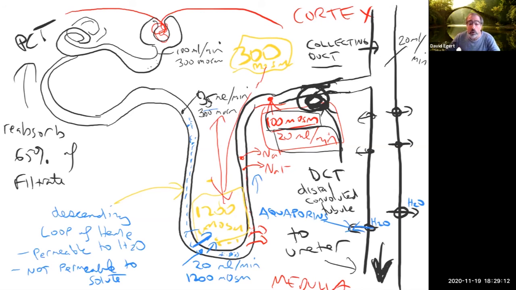If the aquaporins are open, you're going to be pulling a lot of water back into the body because it's 1200 milliosmolar outside, right? And the stuff coming in is 100 milliosmolar as it's entering. So if it's 100 milliosmolar inside and 1200 milliosmolar outside, the water is going to go back into the body.